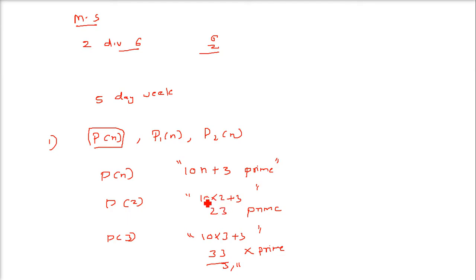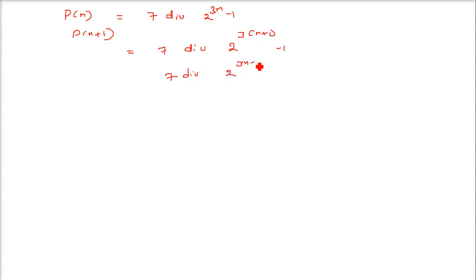Now let us take one more example before I give you the Pn and Pn plus 1 stuff. Say Pn is given by 7 divides 2 to the power 3n minus 1. Now this is a statement. Now Pn plus 1 will be 7 divides 2 to the power 3, where you put n plus 1. So 7 divides 2 to the power 3n plus 3 minus 1. So this is Pn plus 1. We'll take an example of this Pn plus 1.